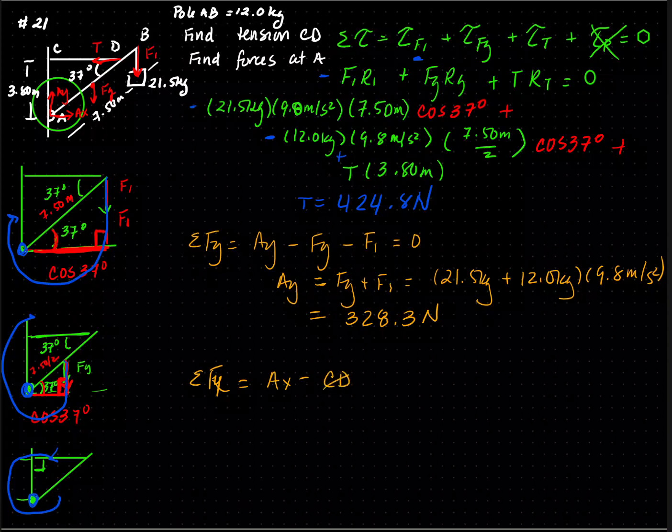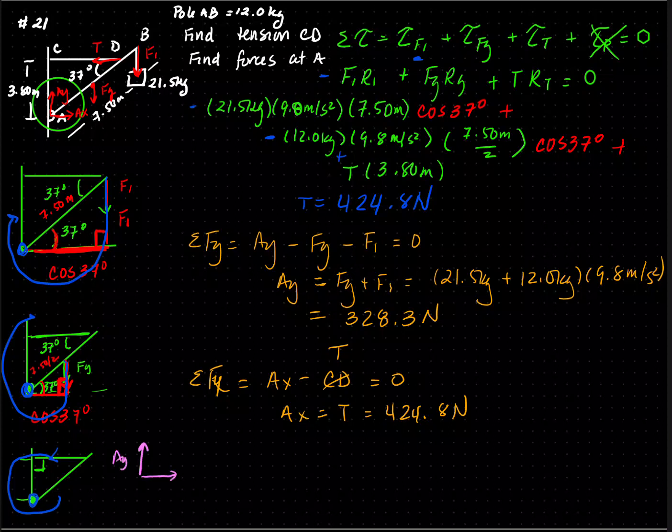My sum of Fx is going to be Ax going to the right minus CD going to the left, or you could replace this by tension since we labeled the tension, equals 0. So Ax is equal to tension, which is 424.8 newtons. So at point A, we have a vector that is going up, which is Ay.